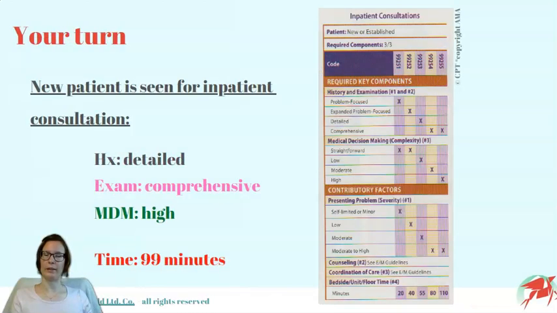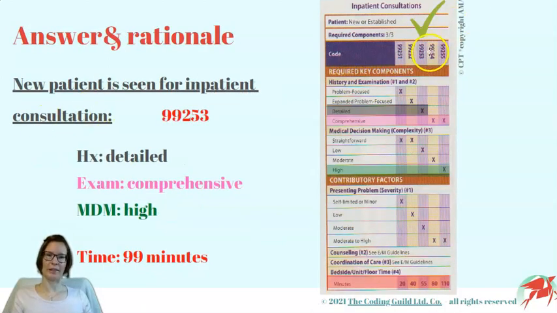And last, and watch out here, we have a new patient who is seen for an inpatient consultation. The history is detailed, the exam is comprehensive, and the medical decision making is high. We also know that the time spent was 99 minutes. Please pause the video and give it a go. Ready? Alright. The correct code is 99253, level 3.